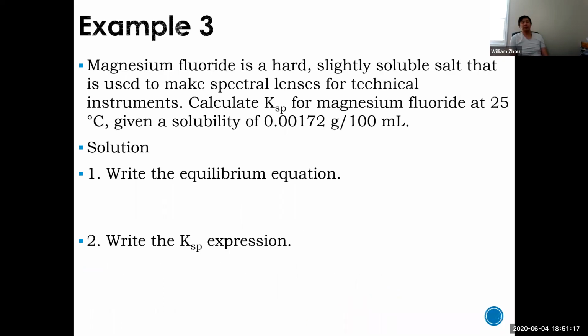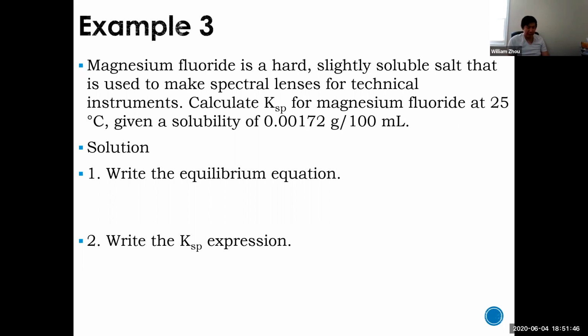Example 3 is a little different. Example 3 says magnesium fluoride is a hard, slightly soluble salt that is used to make spectral lenses for technological or technical instruments. Totally useless sentence. Calculate Ksp for magnesium fluoride at 25 degrees Celsius given a solubility of that number, grams per 100 milliliters.